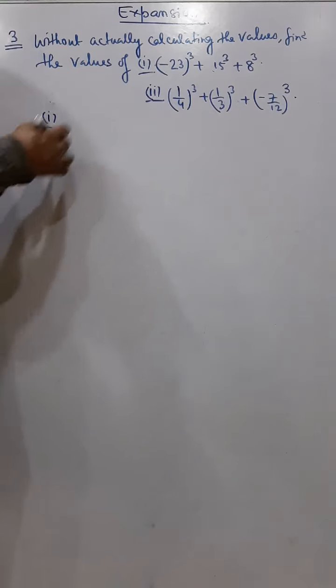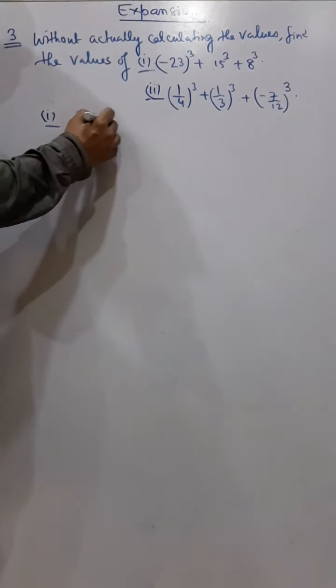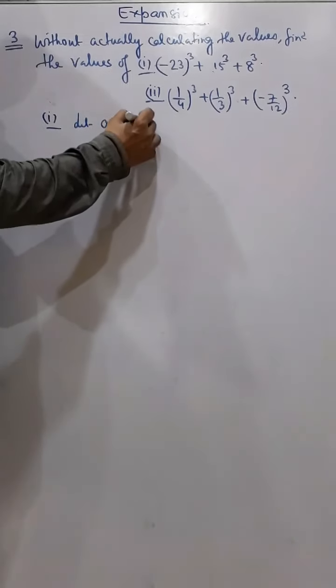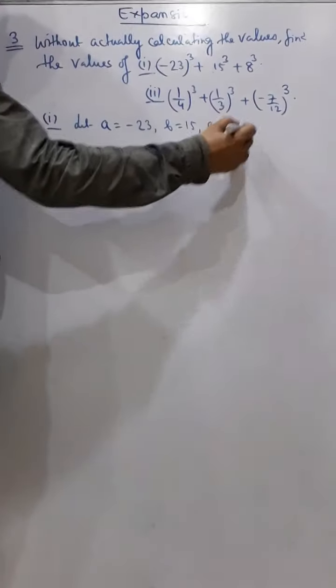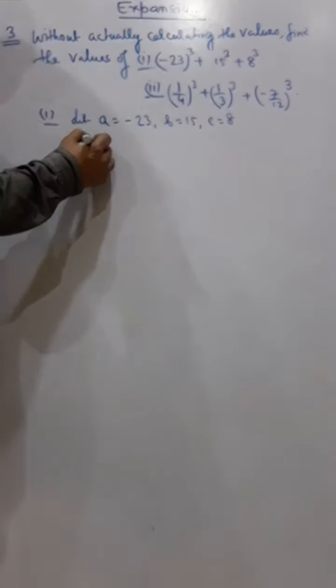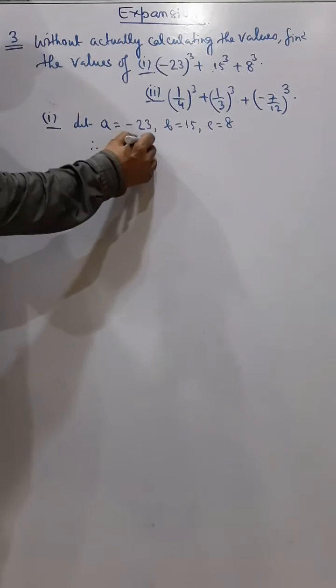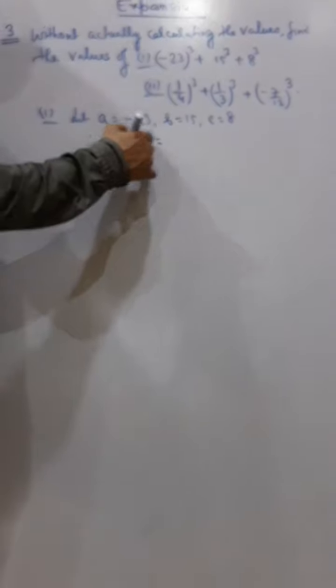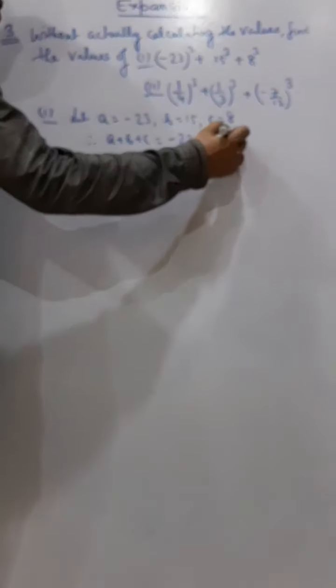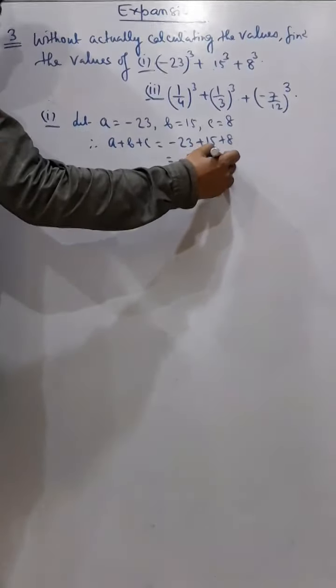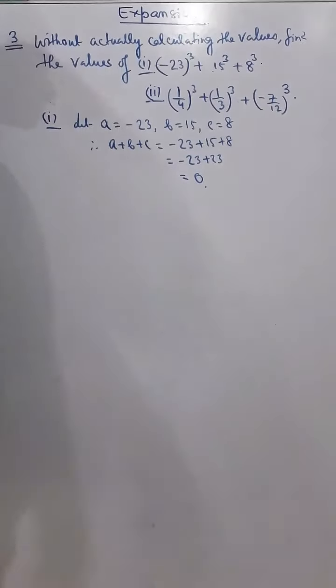Now in number 1, let a is equal to minus 23, b is equal to 15 and c is equal to 8. Then we get a plus b plus c: minus 23 plus 15 plus 8, we get minus 23 and plus 23, and we get 0.